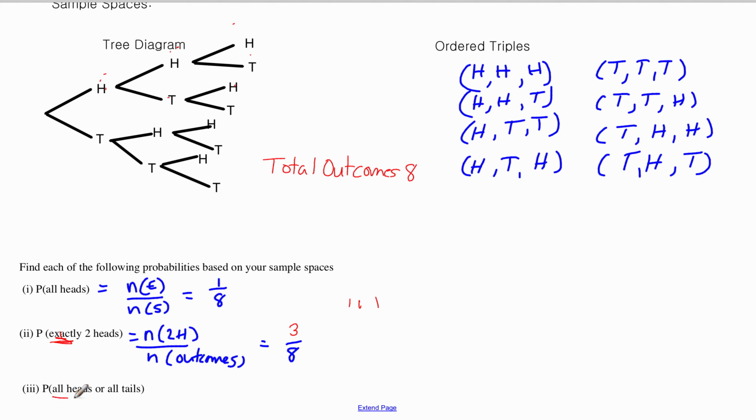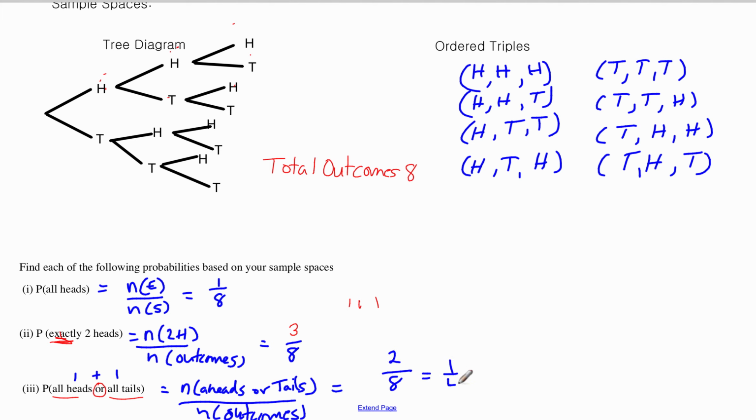Now, what's the probability I got all heads or all tails? So I can win either way. So that's the number of all heads or all tails over the number of outcomes. Well, the number of outcomes we know is 8. And how many times did I have all heads? Once. How many times did I have all tails? Once. So 1 time plus 1 time means 2 out of 8, which reduces down to 1/4.